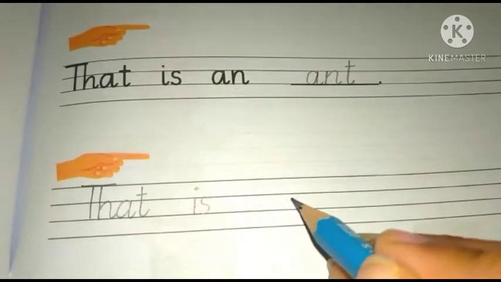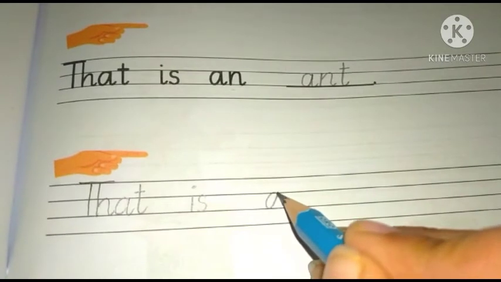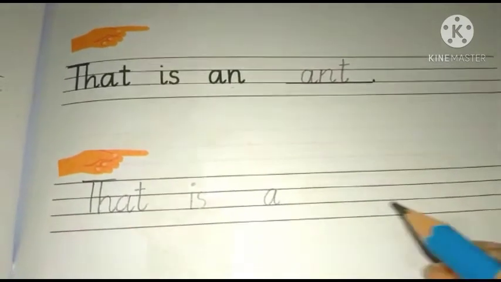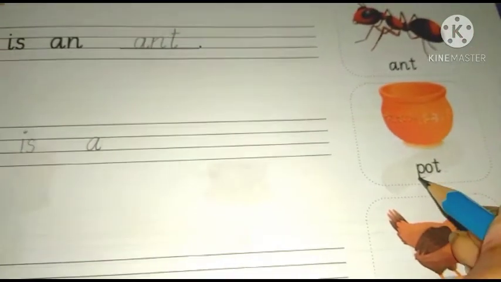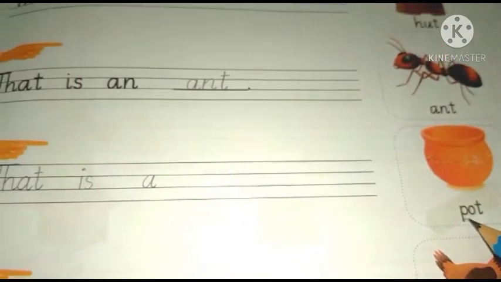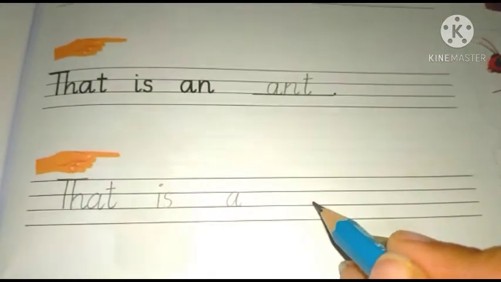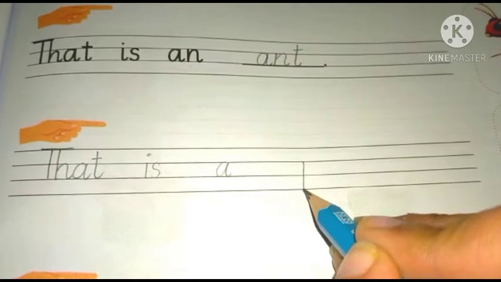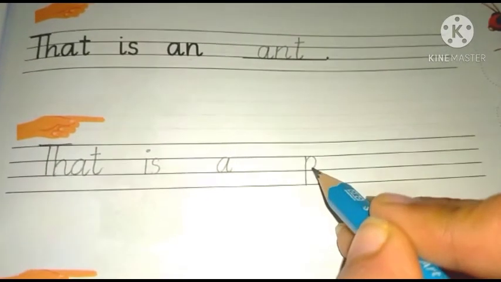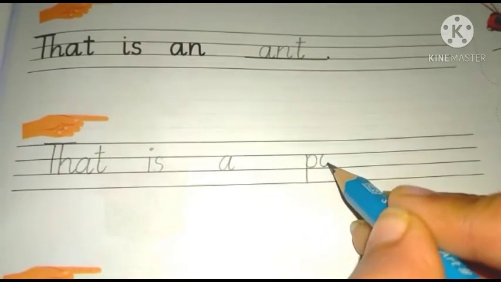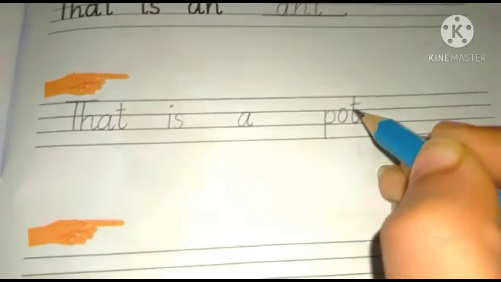That is a. We are using a because P is a consonant. First letter of pot is consonant. P is a consonant. We are using a. That is a pot. What is the spelling of pot? P-O-T, pot. That is a pot.